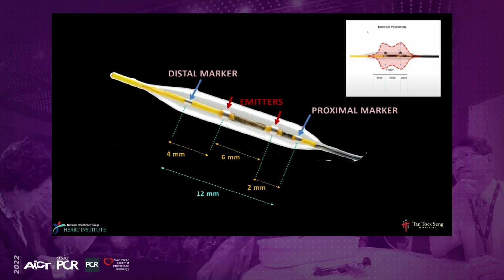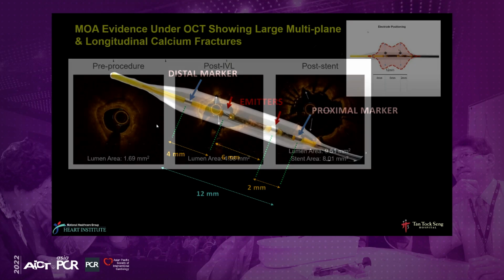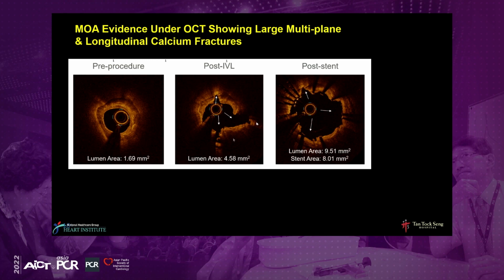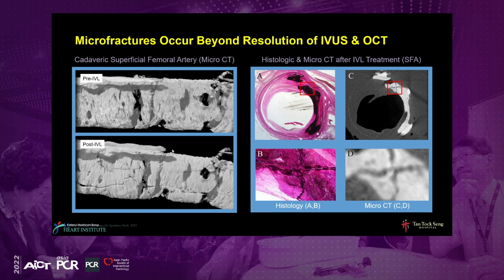And the location of the emitters is important to understand, that they are situated more proximally rather than distally, so it's a bit off-center. So the emitters are not in the center of the balloon, and that has implications on how you position the balloon when you're doing these procedures. And as I said, the calcium fractures are both macroscopic as well as microscopic, and that's how the device works.